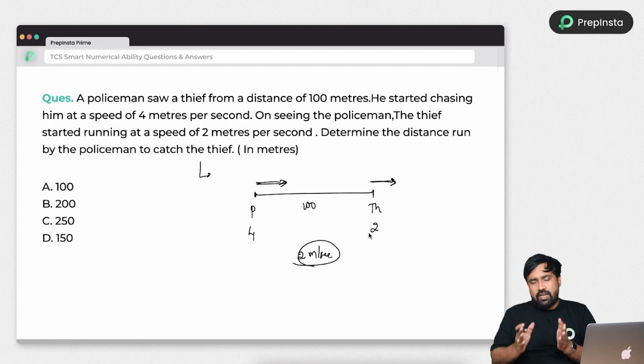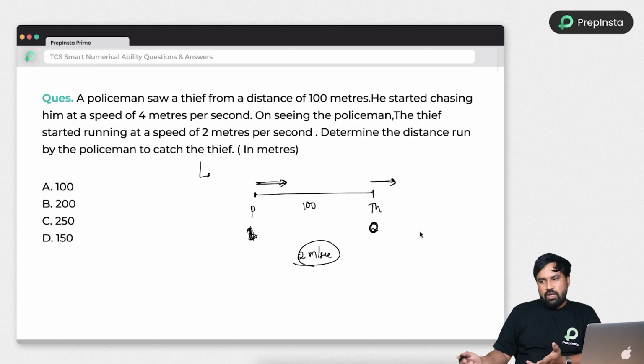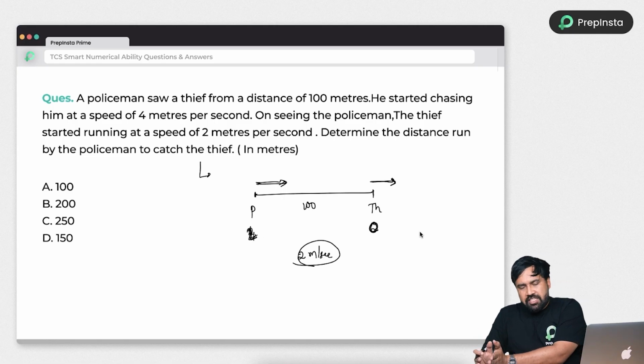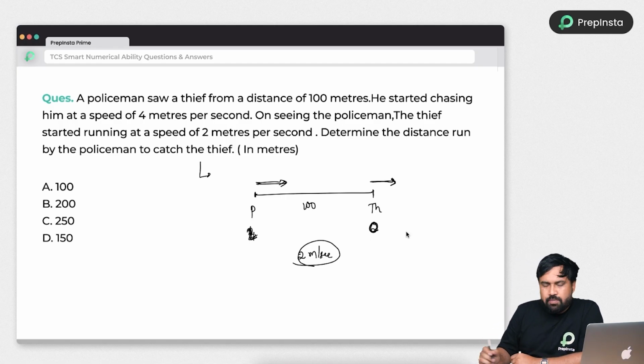So if you say relative speed is 2, it means the thief speed becomes 0 and the policeman speed becomes 2. Why? Because I am thinking the thief is stable now. So policeman needs to run 2 meters per second only. So relative speed concept is very simple. So let's look at here. Policeman speed is 2 meters per second.